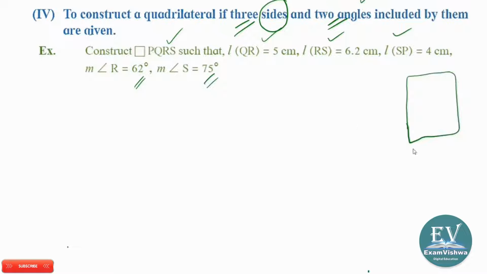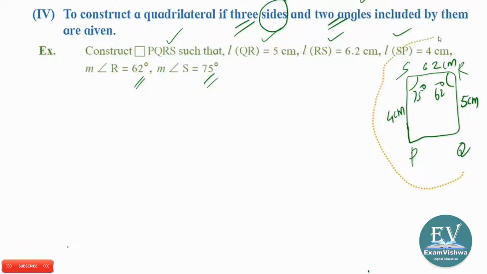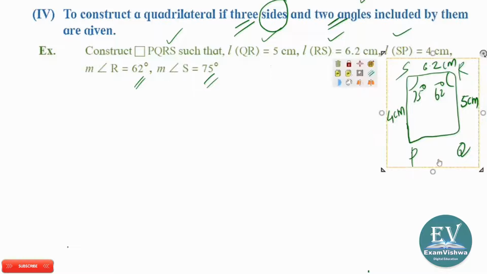As it is a rough marking, sometimes we will be forced to change the vertex or rotate this rough diagram. QR is given as 5 cm, RS is given as 6.2, SP is given as 4 cm, angle R is 62 degree and angle S is 75 degree. PQ is not given, but PQ is drawn at the base in our diagram, so we will simply rotate the rough diagram so that QR and PS come to the base, so that we can start construction easily.